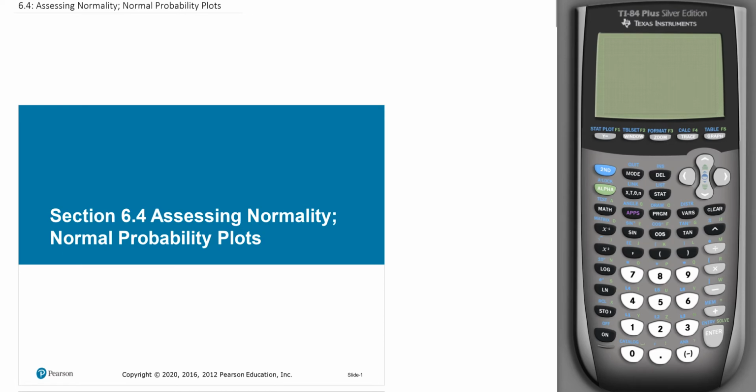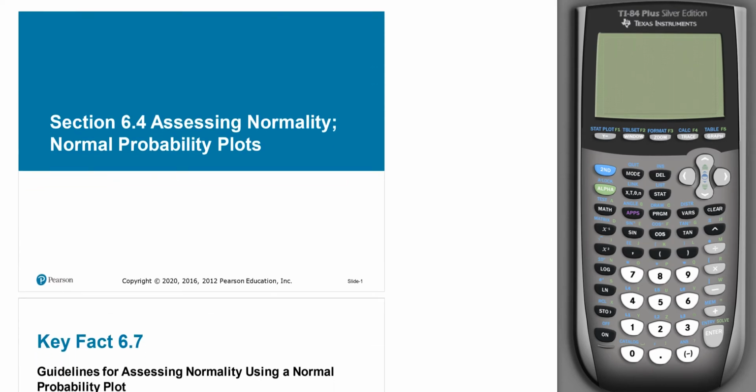Section 6.4, assessing normality and the normal probability plots. What do we have in this section? What is this section about?